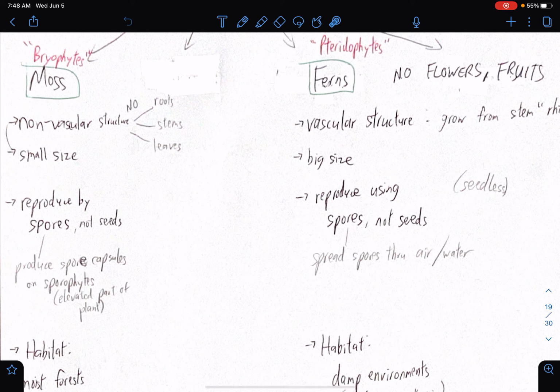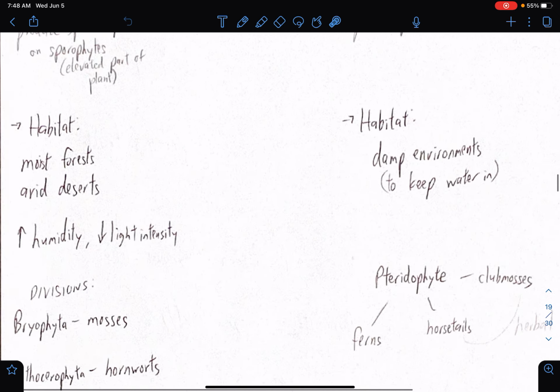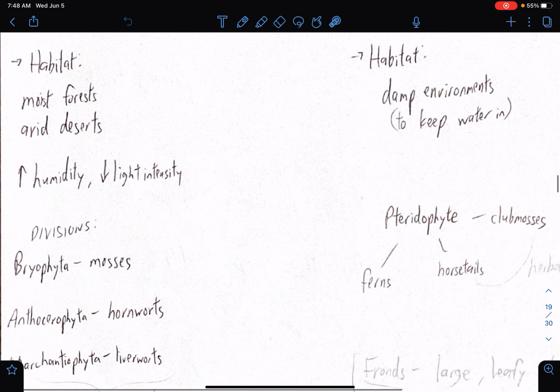They produce spore capsules on sporophytes. The sporophytes are the elevated part of the moss plant. So what's the habitat? Where do they live? They live in moist forests and arid deserts, so wherever there is high humidity and low light intensity.